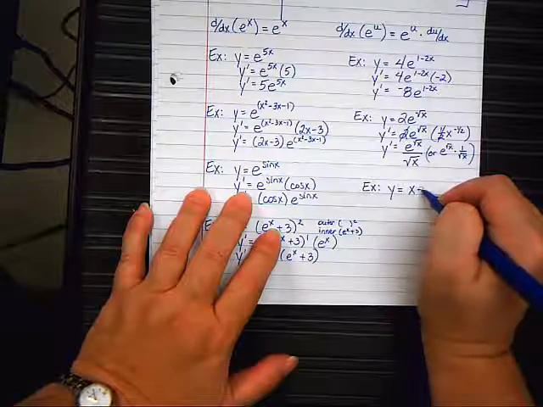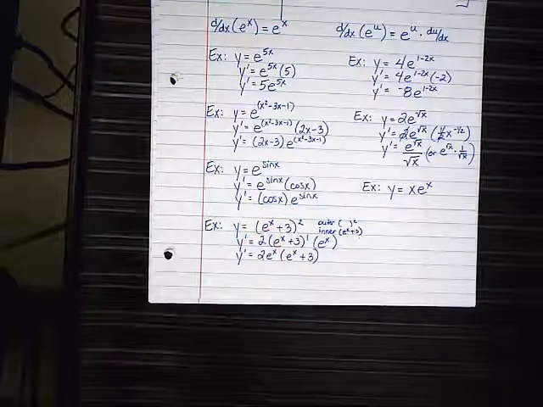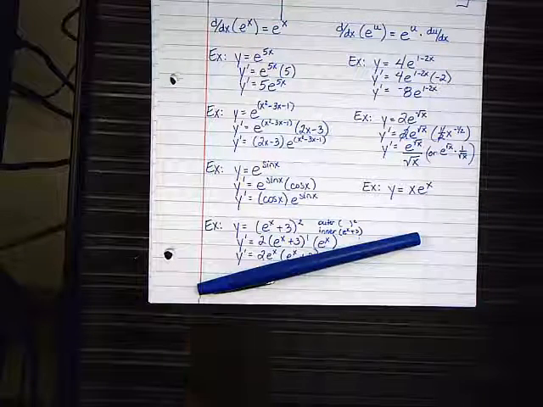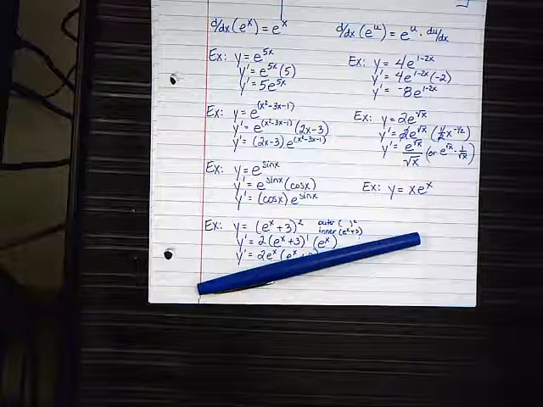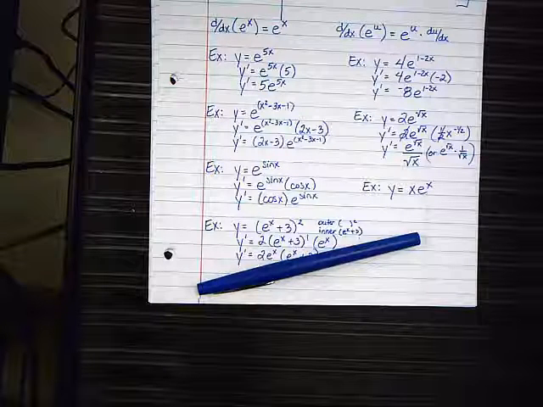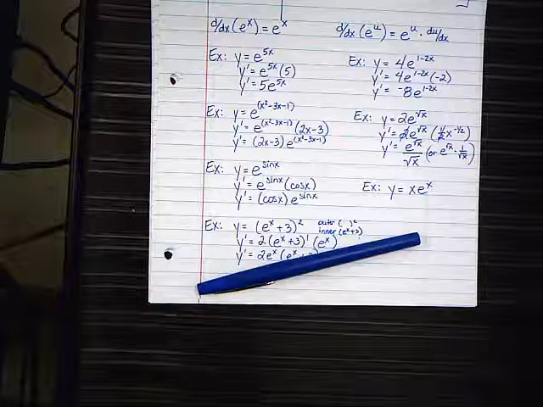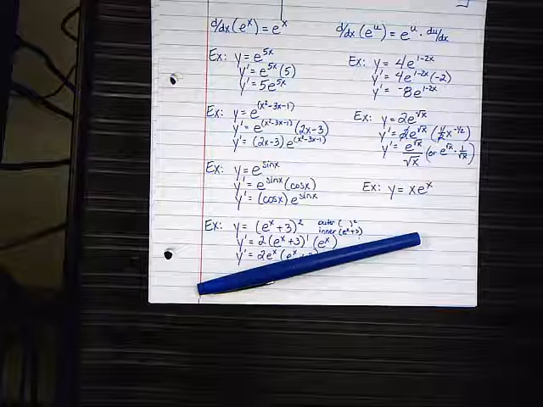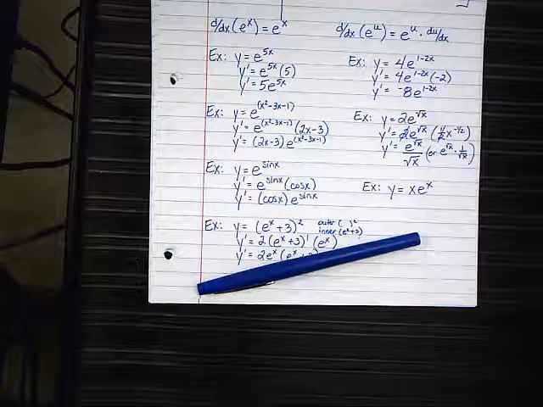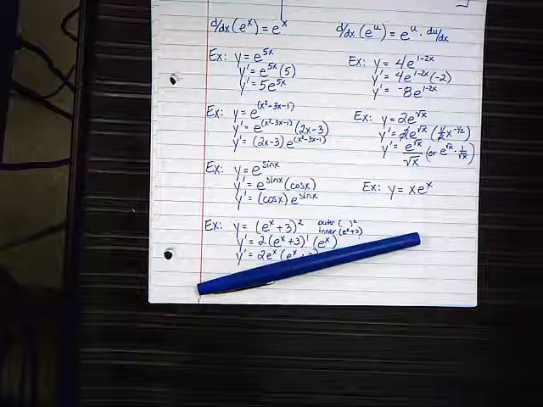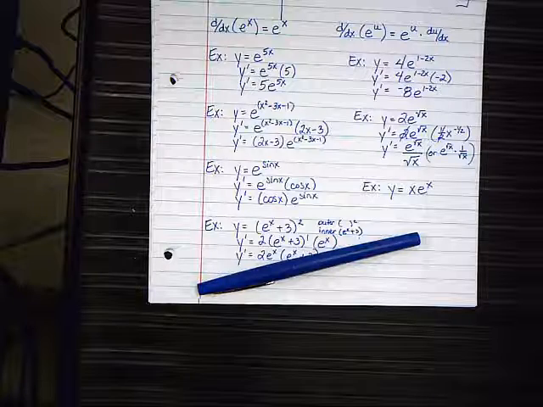Y equals x e to the x. Does this need a rule? Yes, it does. It needs the product rule. So listen carefully. I want you to do the product rule to this problem, and then at the end, I want you to factor out a greatest common factor. Okay? So do the product rule, and then factor out a greatest common factor.